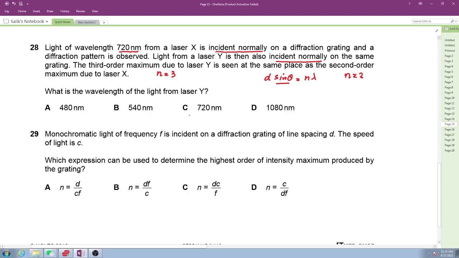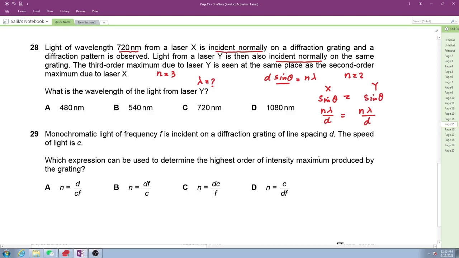What is the wavelength of light from the laser Y? We are going to find the wavelength of Y, lambda Y. As we know, our formula is d sin theta equals n lambda for X and Y. This is X, this is Y. Sine theta of X is equal to sine theta of Y, since the light is incident normally in both, so the thetas are the same. Then we can write sin theta as n lambda over d for X equals n lambda over d for Y.